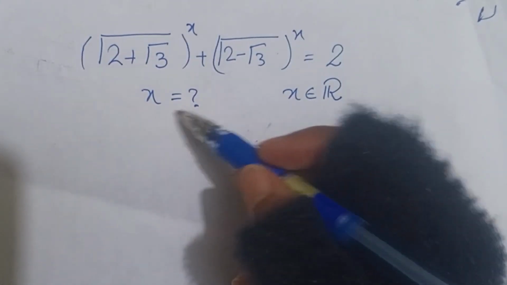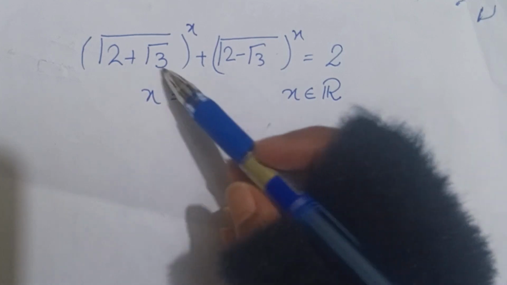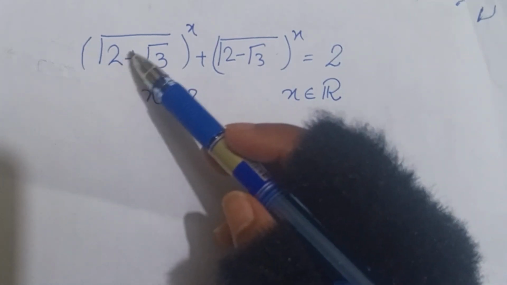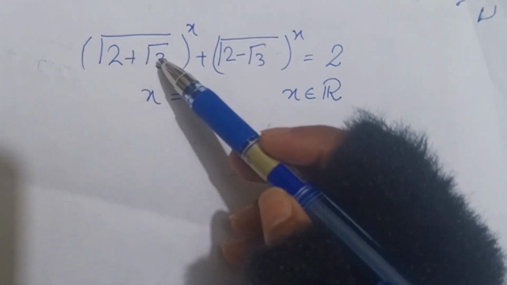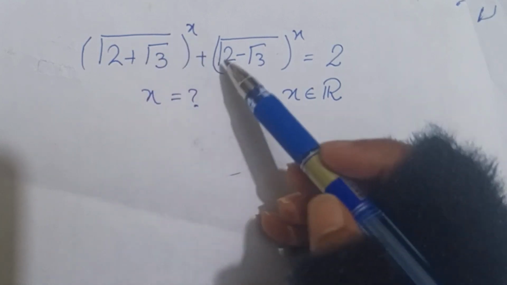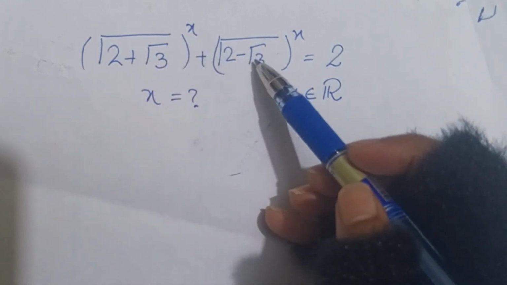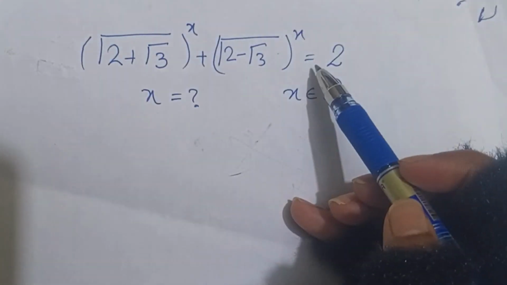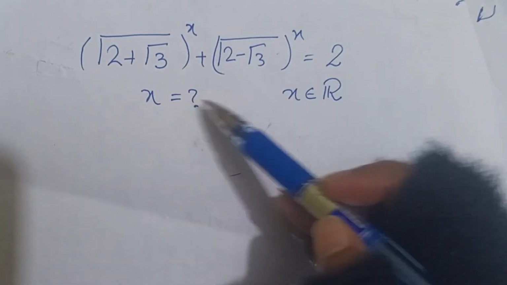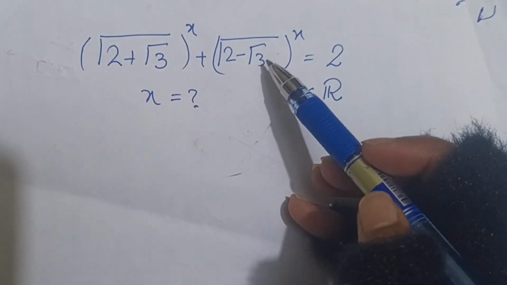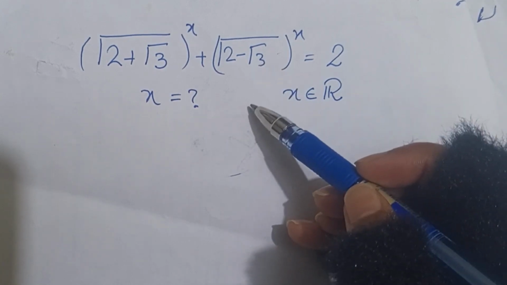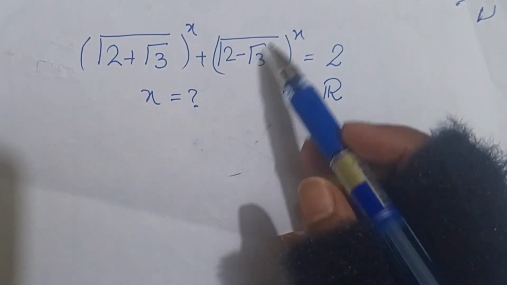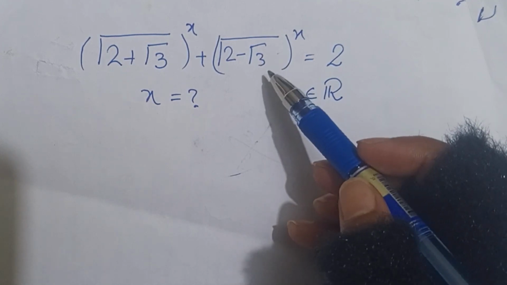In this video, we'll find the value of x. Our question is: (√2 + √3)^x + (√2 − √3)^x = 2, where x is a real number. Maybe some of you say by observation that x is equal to 0. Yes, this is correct.